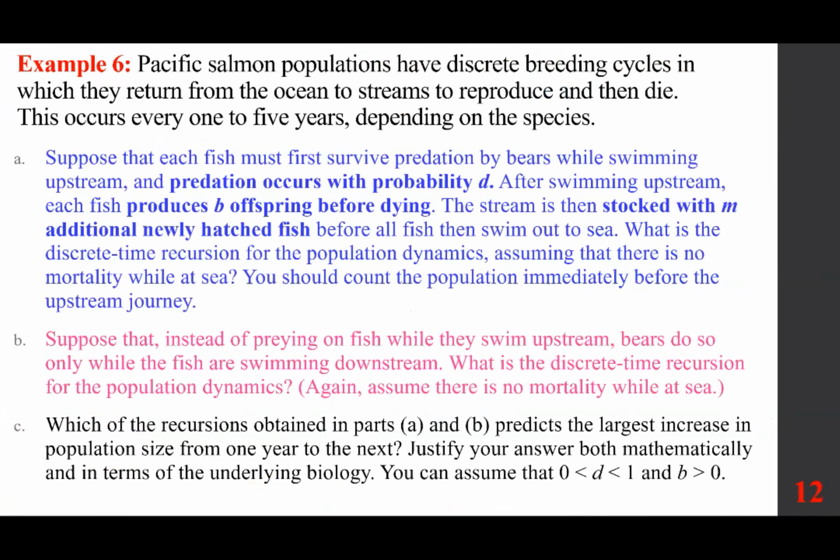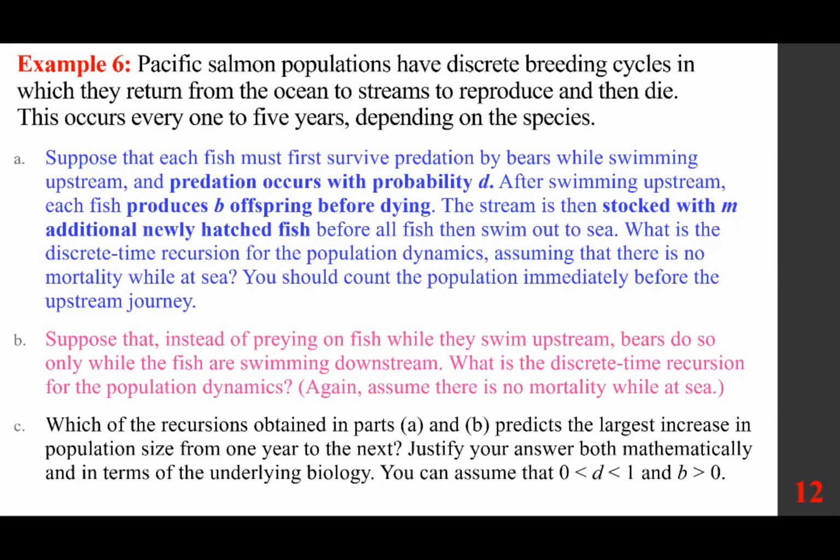Here's the last question we want to do. I want to ask someone to read this for us, if you don't mind. Could somebody read this example, please? I can. Please. Thanks, Emma.